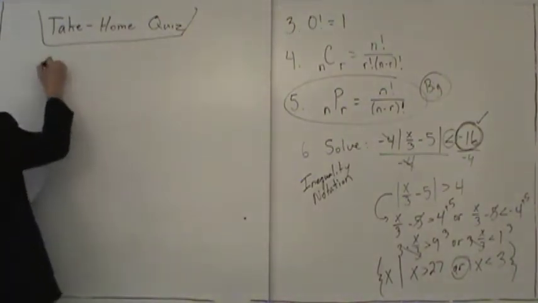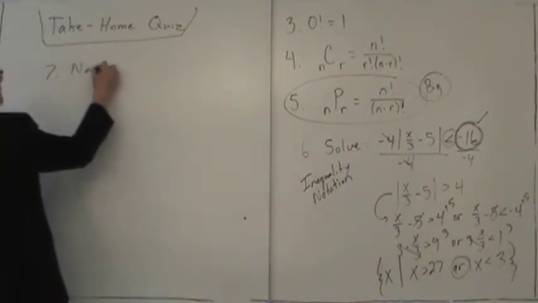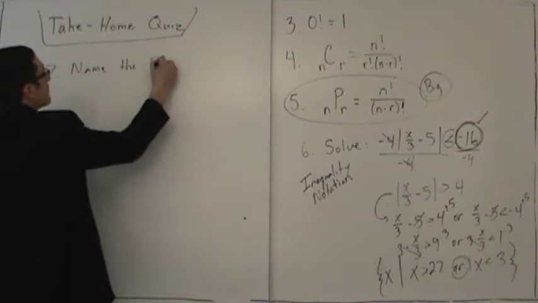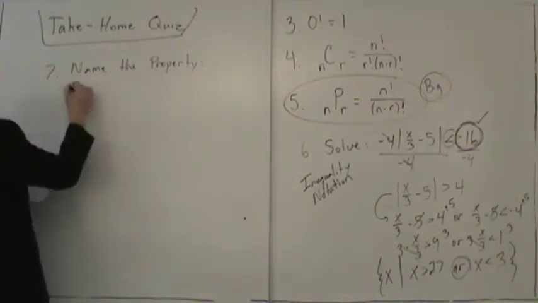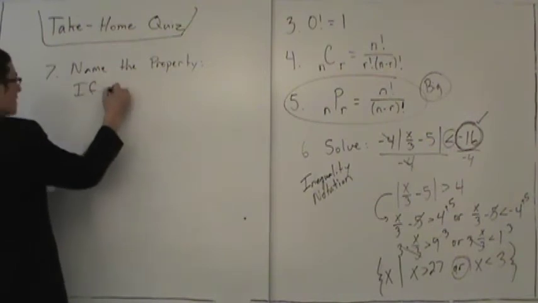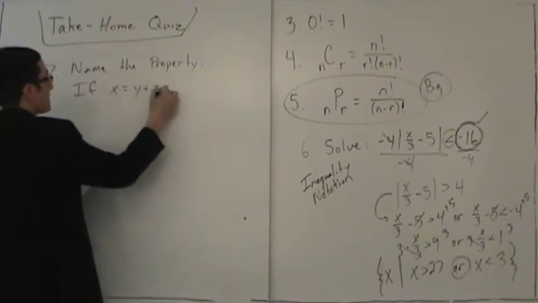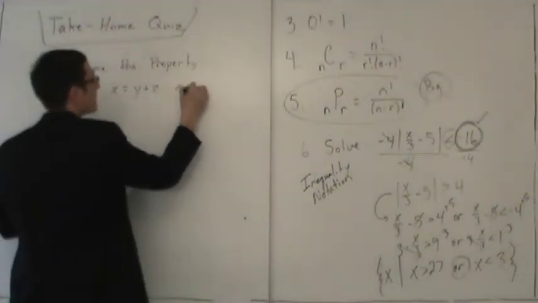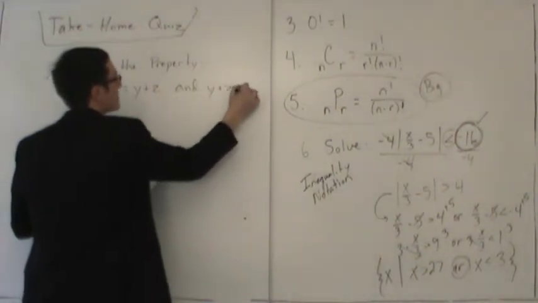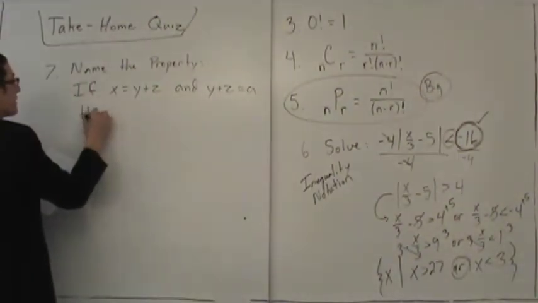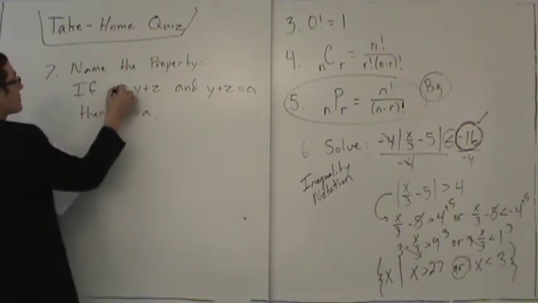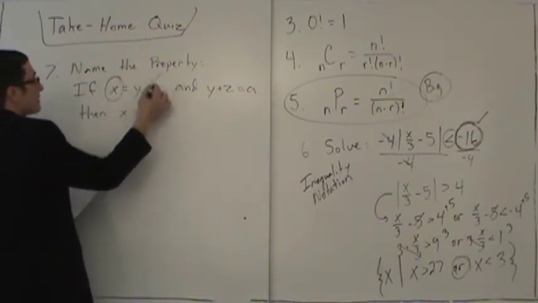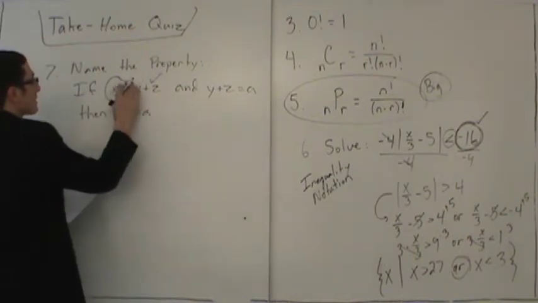Number 7 says, name the property. It says if x equals y plus z, and y plus z is equal to a, then x equals a. Reminding you, if the first is the second, well, let me do it like this.